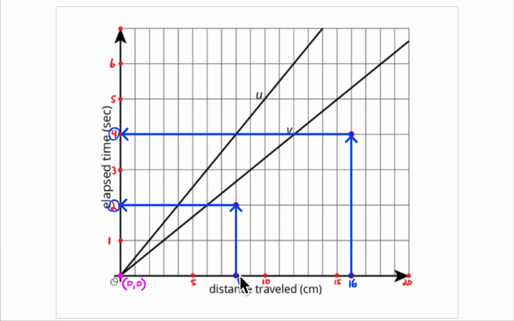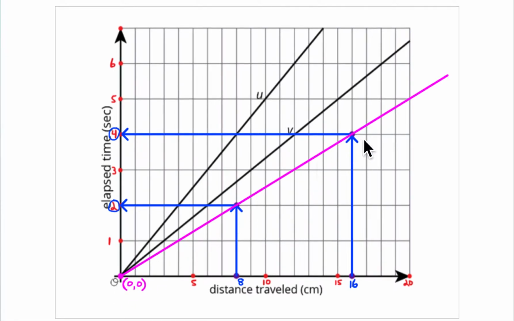So it takes 2 seconds to travel 8 centimeters, and to travel 16 centimeters, it takes 4 seconds. So you place those 2 points, so 8 centimeters, 2 seconds, and 16 centimeters, 4 seconds. So this is twice the distance, and this is twice the time. So now you draw a line through those points, and it goes through 0, 0, because again, proportional relationship, if there's no time that's gone by, then there's no distance traveled.